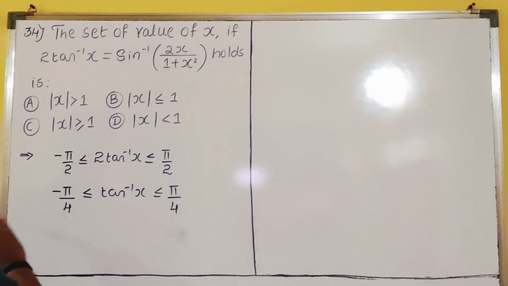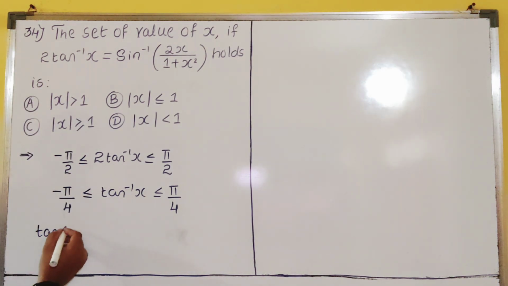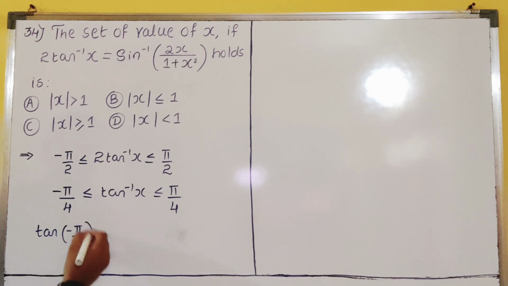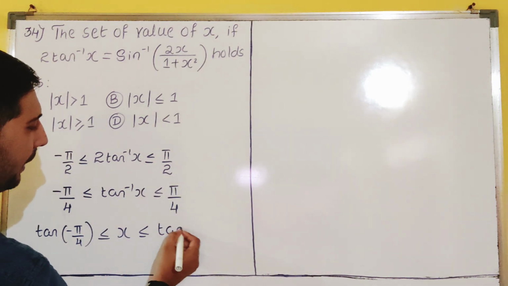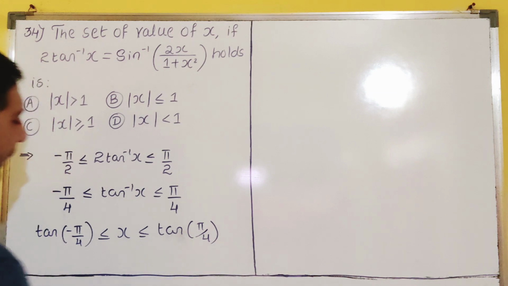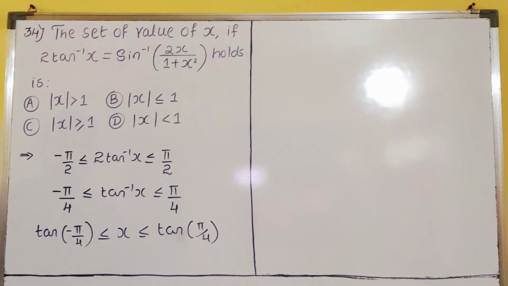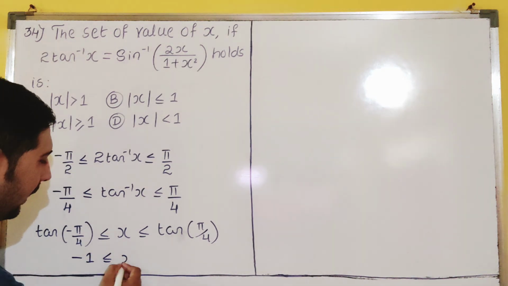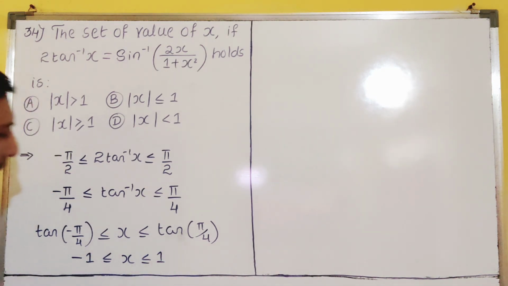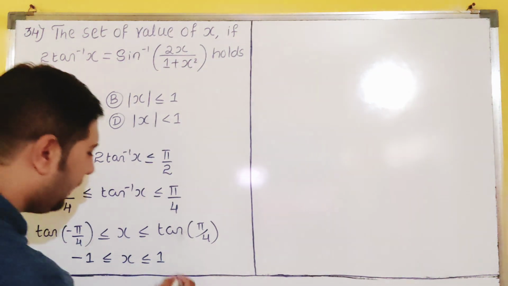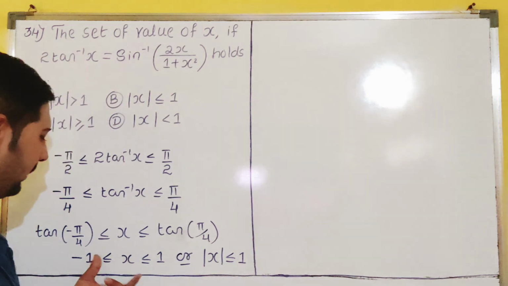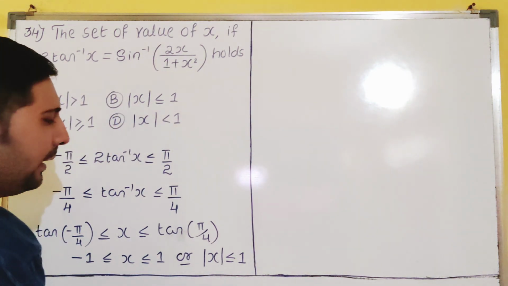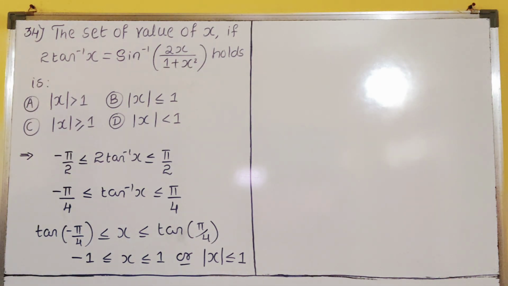Now if you take tan inverse to this side, it will become tan of minus pi by 4 on the left, then x, and on the right side also it will become tan pi by 4. So what is our answer? Tan of minus pi by 4 is minus 1 and tan pi by 4 is plus 1, dear students. So this can be written like this also: modulus of x is less than or equal to 1. This meaning and that meaning say the same. So I have to check which option is correct. That is there in B, dear students. So B is our correct answer.